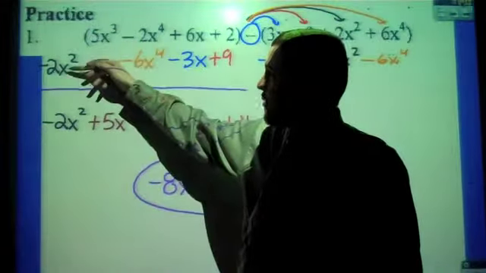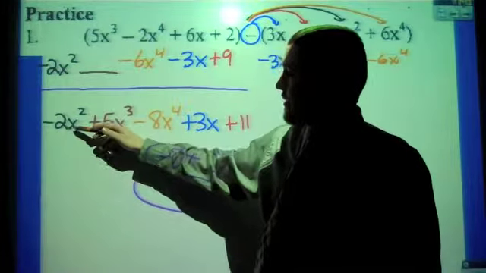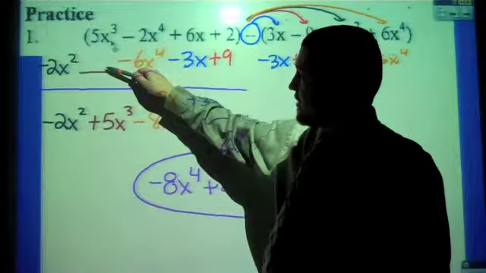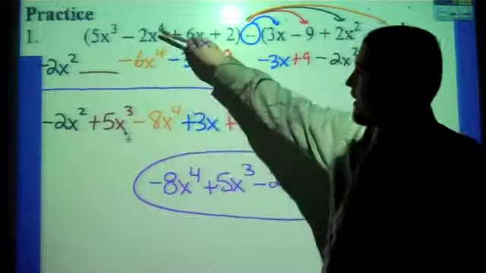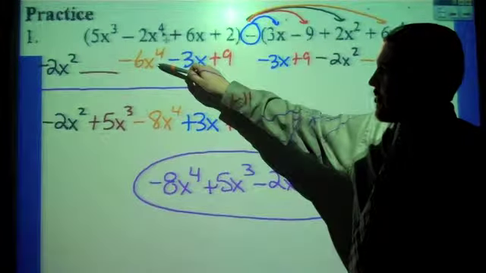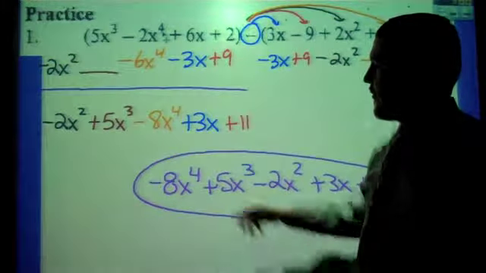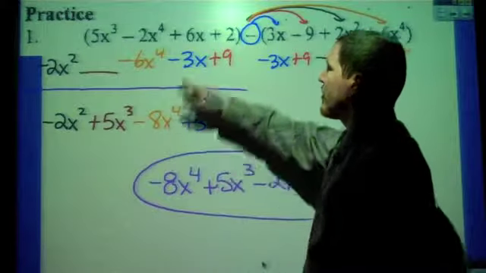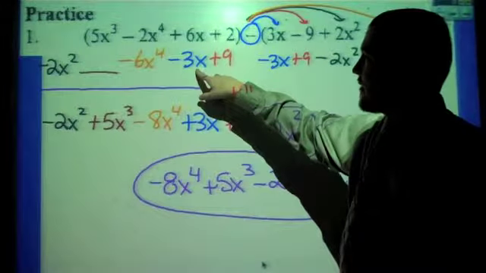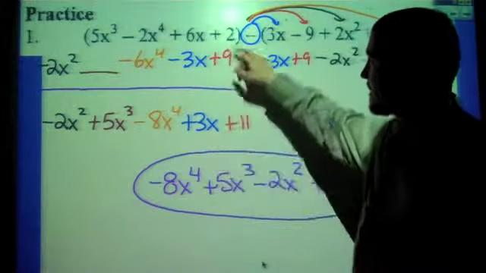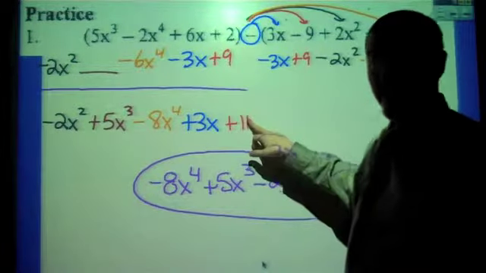So we've got 0 plus negative 2, negative 2x to the second. 5x to the third plus 0 is 5x to the third. Negative 2x to the fourth plus negative 6x to the fourth is negative 8x to the fourth. 6x plus negative 3x is positive 3x. And then 2 plus 9 is 11.